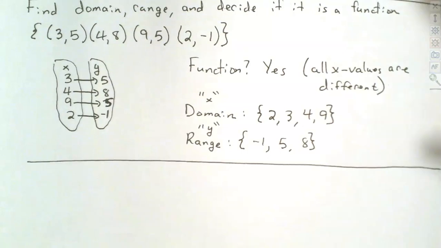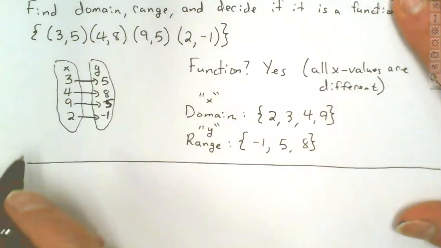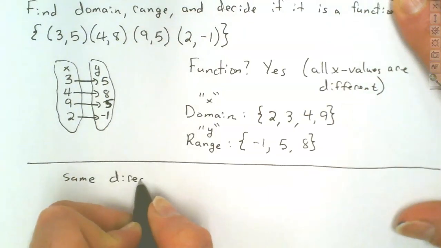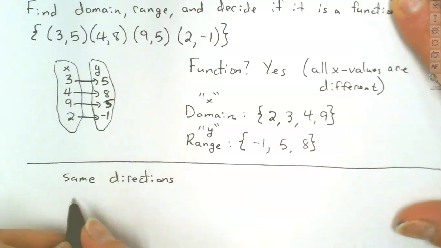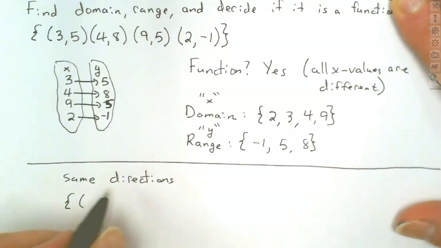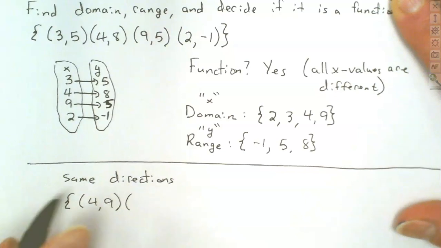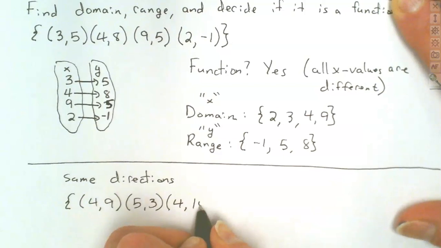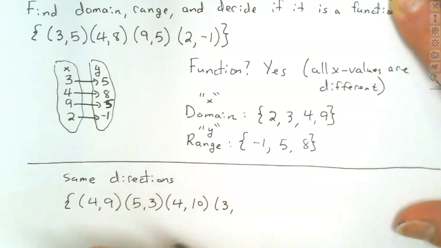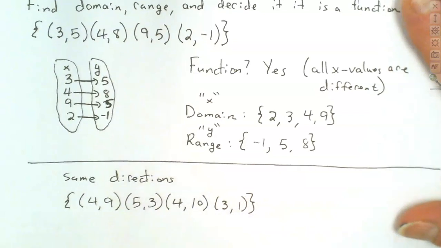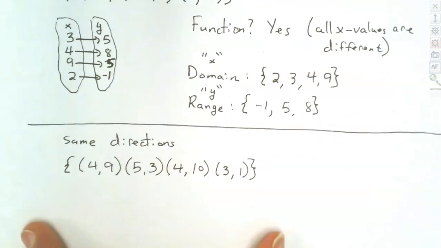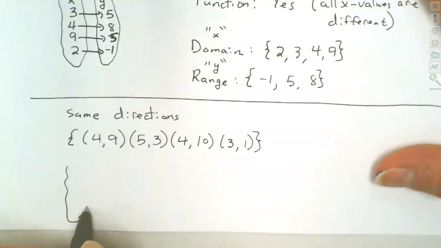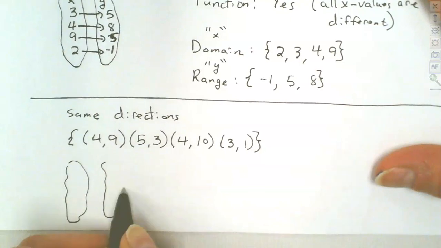Let's try one that's not a function. Again, same directions as above. I'm going to give you some ordered pairs now. How about 4, 9, 5, 3, 4, 10, and 3, 1. So the same directions that we had above. I always like to make a mapping. I think the mapping makes it easier to see what we've got.